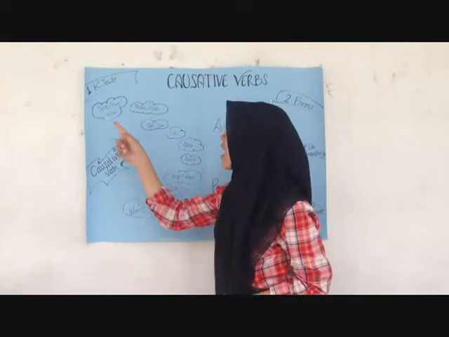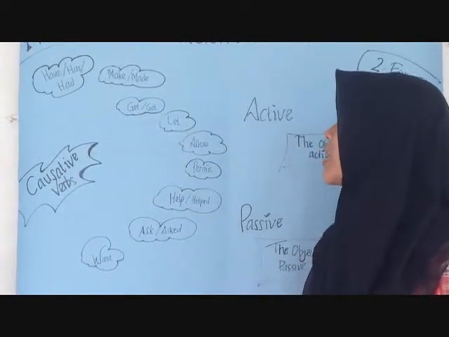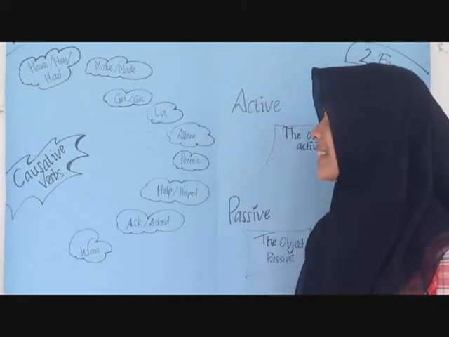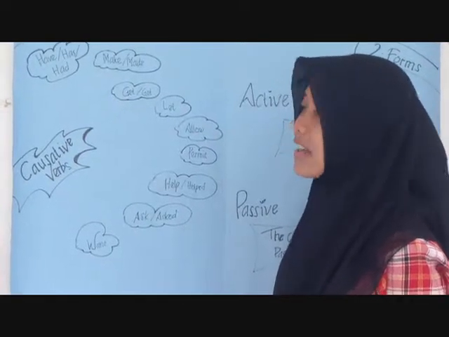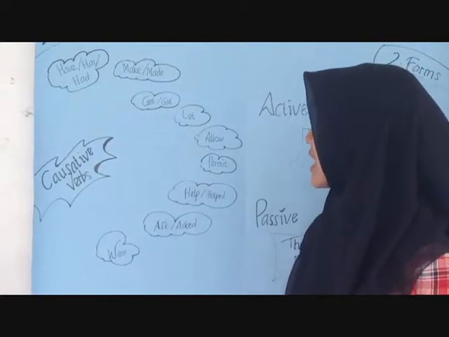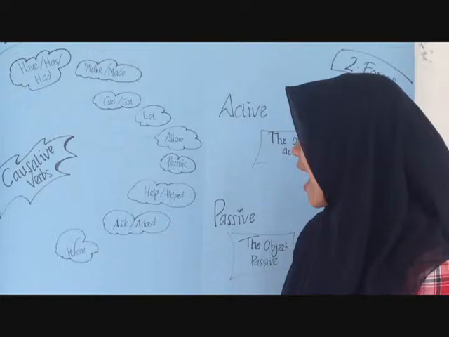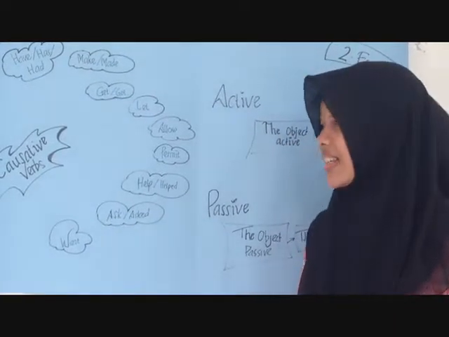The first, have, has, or had. The second, make or made. The third, get or got. The fourth, let. The fifth, allow. The sixth, permit. The seventh, help or helped. The eighth, ask or asked. And the last is want.